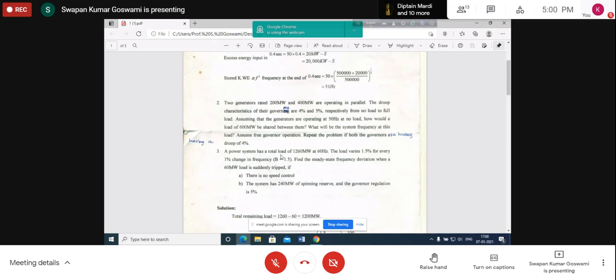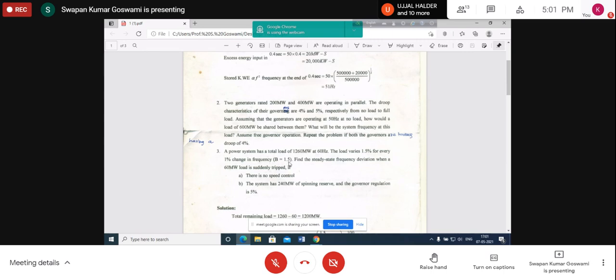A power system has a total load of 1260 megawatt at 60 hertz. 60 hertz is the operating frequency, and the load is 1260 megawatt. The load varies 1.5% for 1% change in frequency. What does it give? Load variation is 1.5% for every 1% change in frequency. That means B is 1.5% for 1% change in frequency.